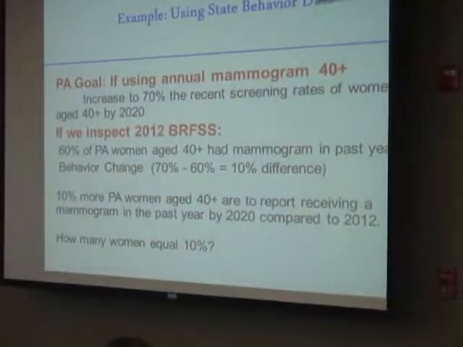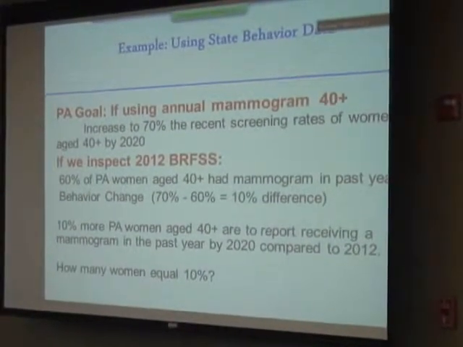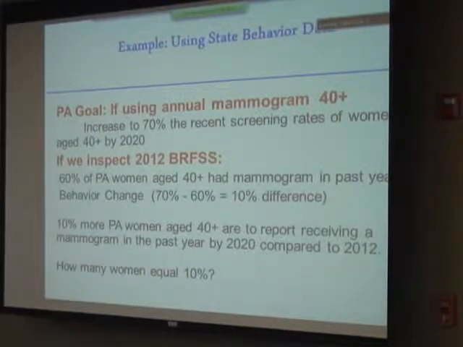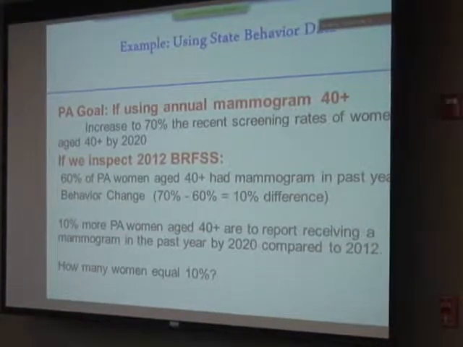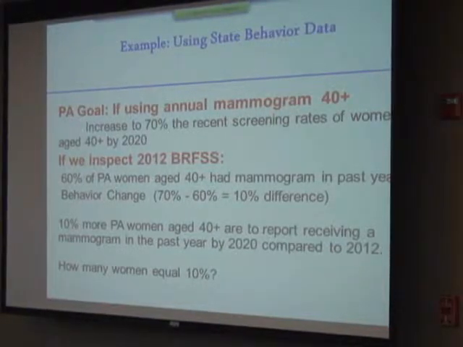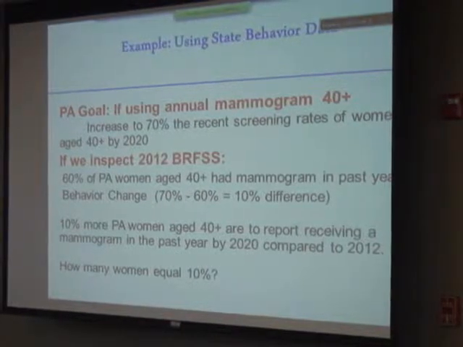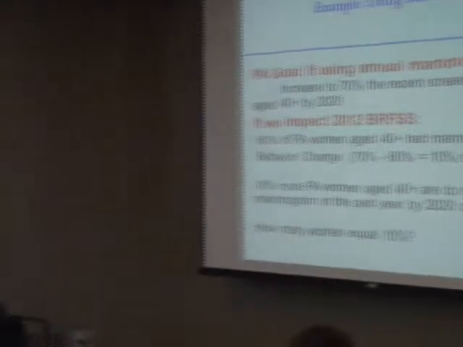Here's an example of just basic synthetic estimation. If you want to increase to 70%, and I use breast cancer because that's an easy one to use, the recent screening rates of women 40 plus, okay, so that would be 40 on up into infinity by 2020. If you look at the behavioral risk data, the latest report, which is 2012, 60% of women in that category had a mammogram in the past year. And if you want it to be 70%, that's a 10% difference between where we are now and where we want to be, okay?